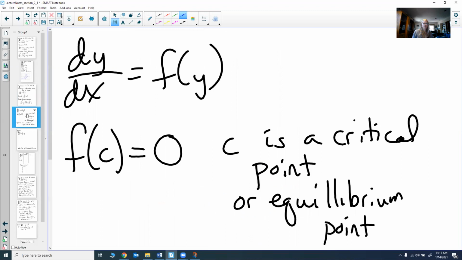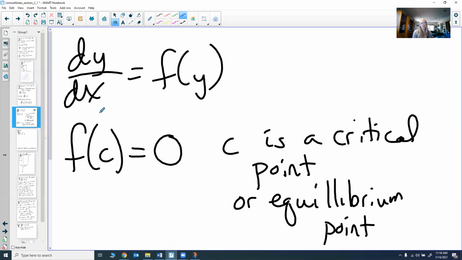What I want to do is look at how we solve these. Remember from Calc 1, for the derivative of y with respect to x, we usually set it equal to 0 to find those critical points. So that's what we're going to do. We're going to find out when the derivative equals 0.